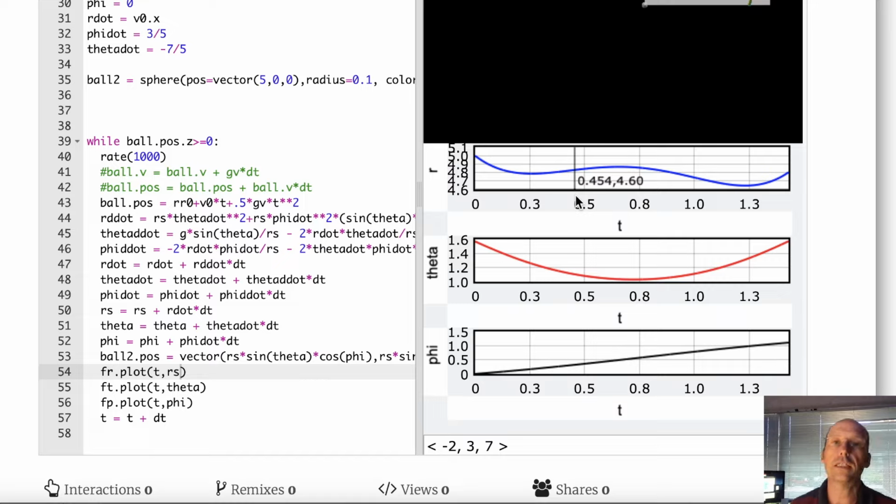Let me just say this. What would you use this for? What if I wanted to build a baseball tracker, right? It's a projectile motion in the air, and I need to follow both theta and phi as a function of time. Well, there's your theta as a function of time right there. So that's kind of cool.